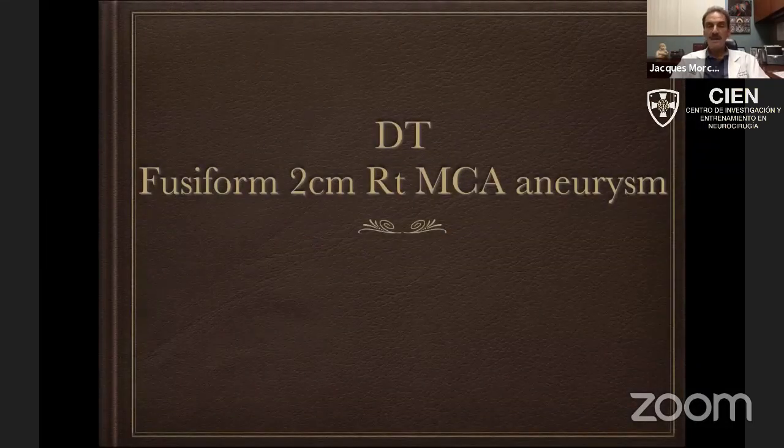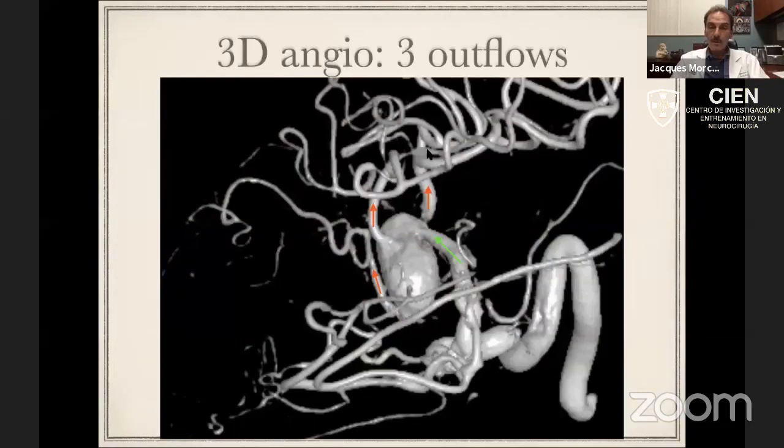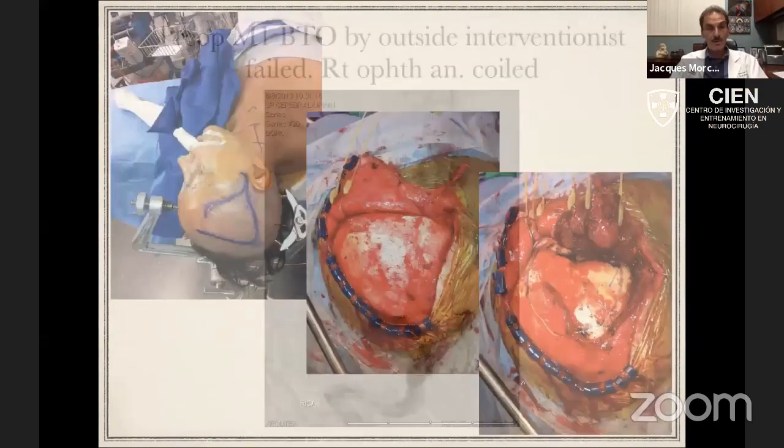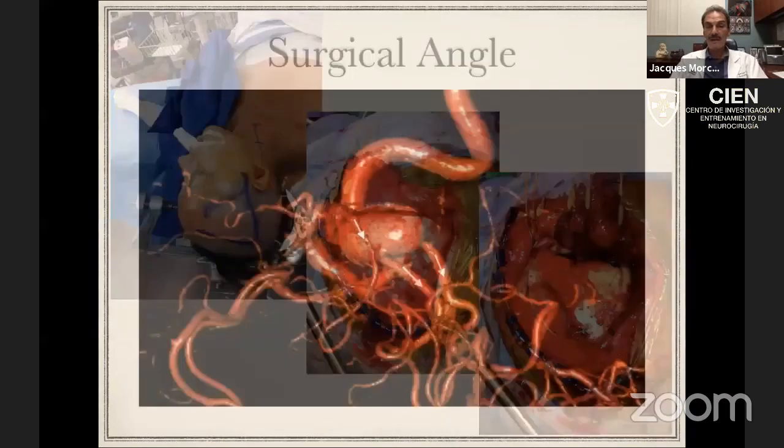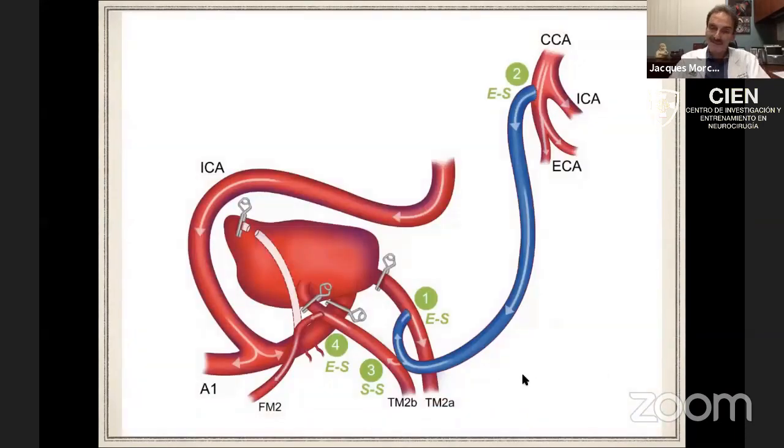Right MCA aneurysm. Look at this, three vessels coming out of the aneurysm. There is absolutely no way you can do this endovascularly. I will not show you the video. This is complicated, but I want to show you the schematic of what I did. I took a radial artery. This is four anastomoses, and you have to do them in a certain sequence: one, two, three, and four.